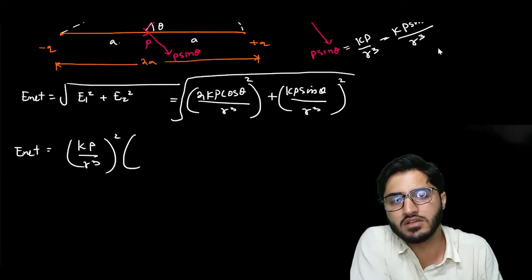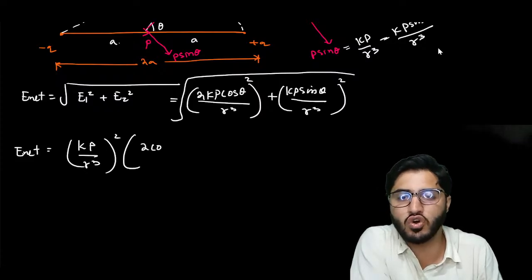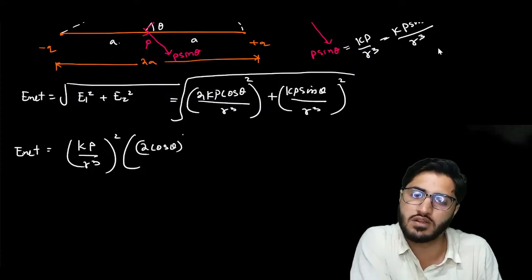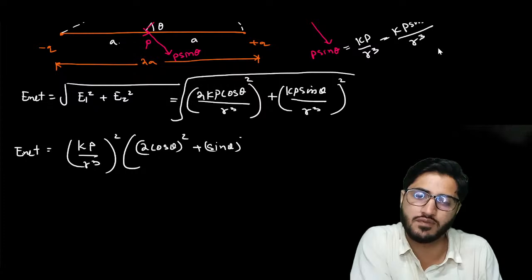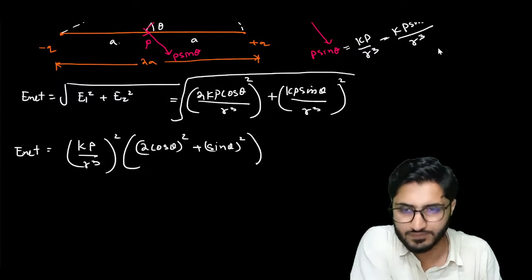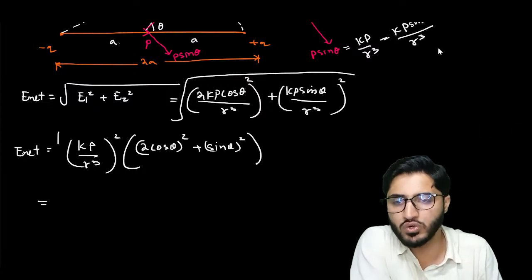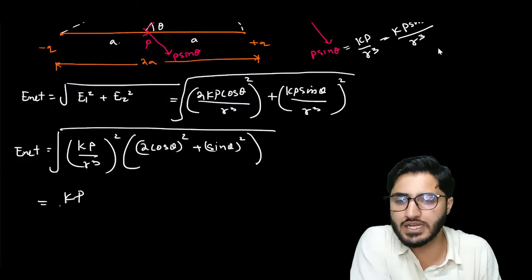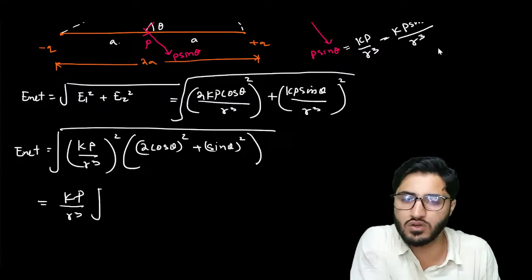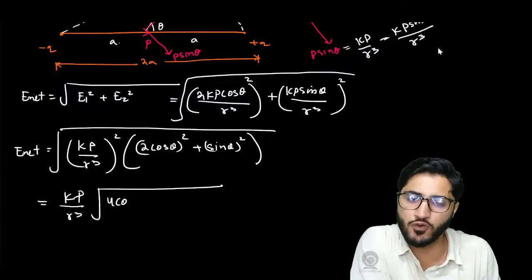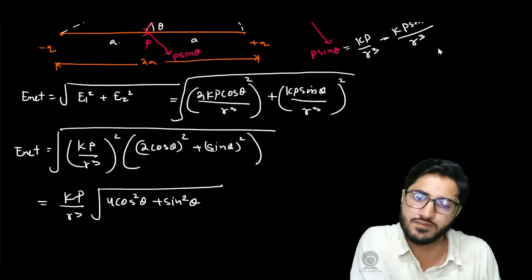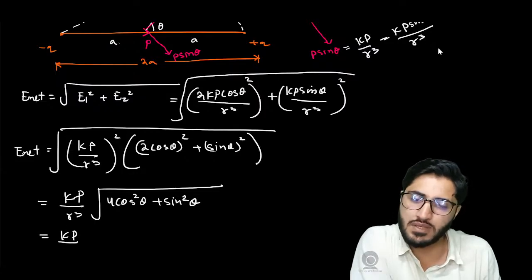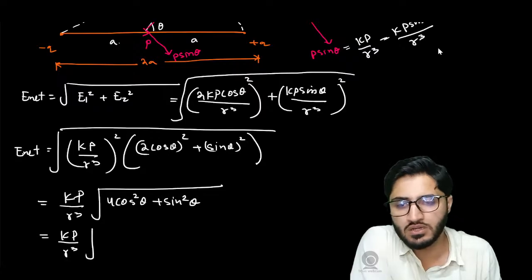What we have here is 2 cos theta whole square plus sin theta whole square. I will write the root here, right? So I will take K common, p outside, r cube outside. In 2 to the 4, it is 4 cos square theta plus sin square theta, so Kp by r cube.